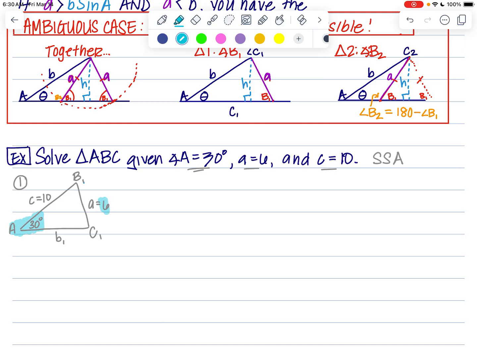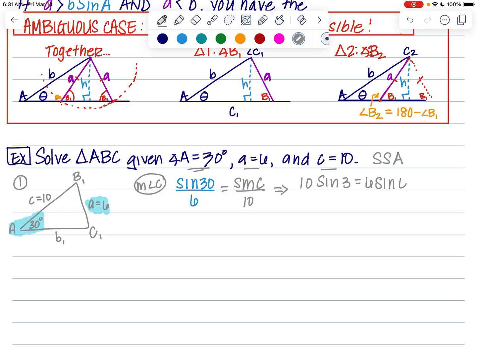So I have my complete ratio with my A information. Let's find angle C first. So I'm going to have my ratio for my A, so this is going to be the sine of 30 divided by 6, there's my A ratio, is equal to the sine of angle C divided by 10. Okay, so we are going to cross multiply. I'm going to get 10 times the sine of 30 equals 6 times the sine of C1. I'm going to put a little 1 there because this is my first triangle, okay?